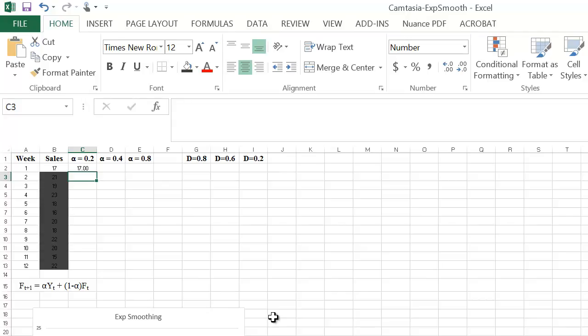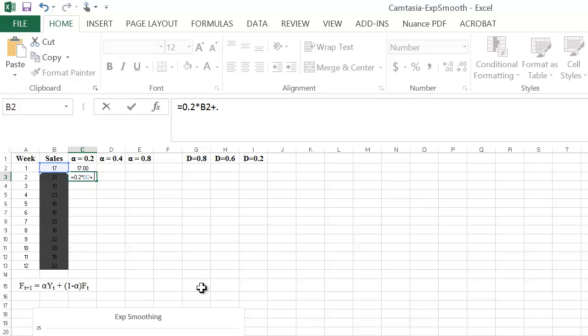So my forecast for period two is equal to 0.2, which is the alpha, times the actual sales that I saw in period one, plus 0.8. Where did the 0.8 come from? It's 1 minus alpha, 1 minus 0.2. It's 0.8 times the value that I had forecast for period one.